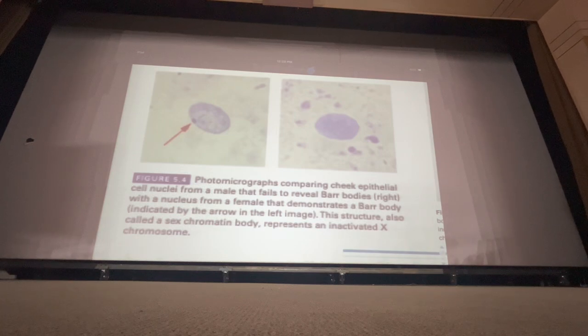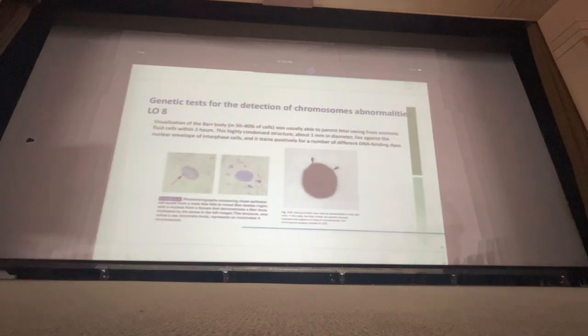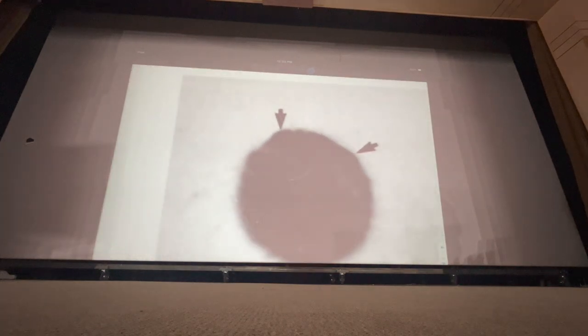Of course karyotyping is more indicative because you can see the X and the Y chromosomes. But this is easy, for example, from the buccal mucosa you can also do it. This is a picture showing double Barr bodies in some sexual development abnormalities.